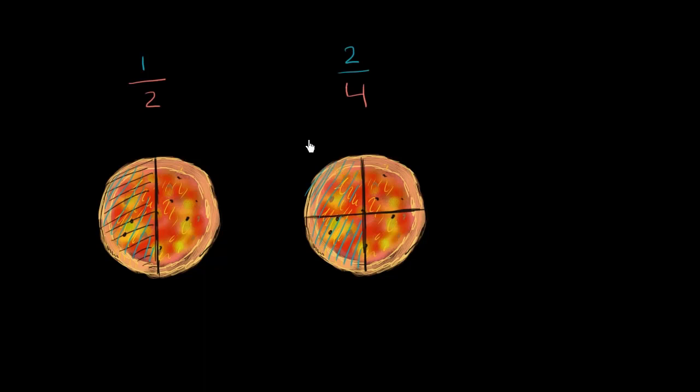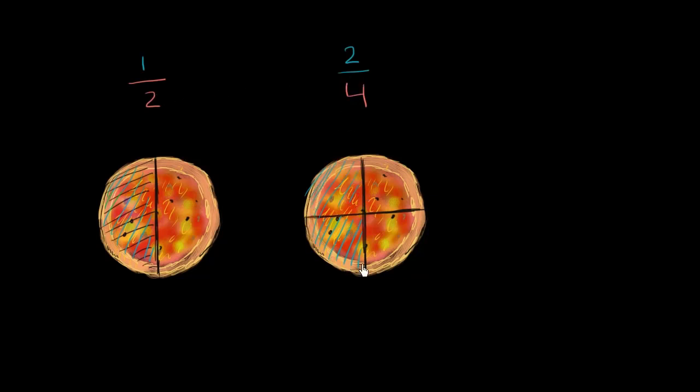So even though I'm using different numbers here, here I'm using a 1/2, with 1 in the numerator and a 2 in the denominator. Here I'm using a 2 in the numerator and a 4 in the denominator. These two fractions represent the same quantity. I ate the same amount of pizza.